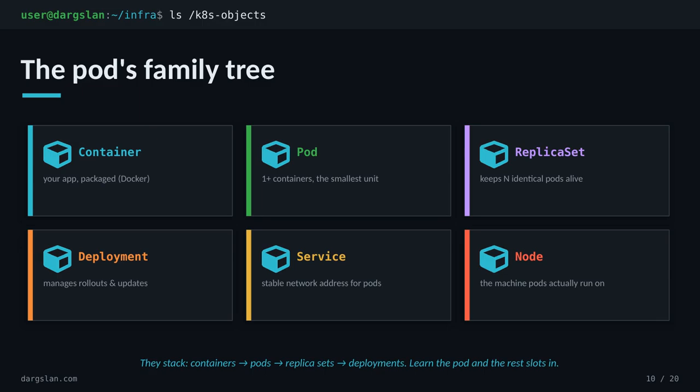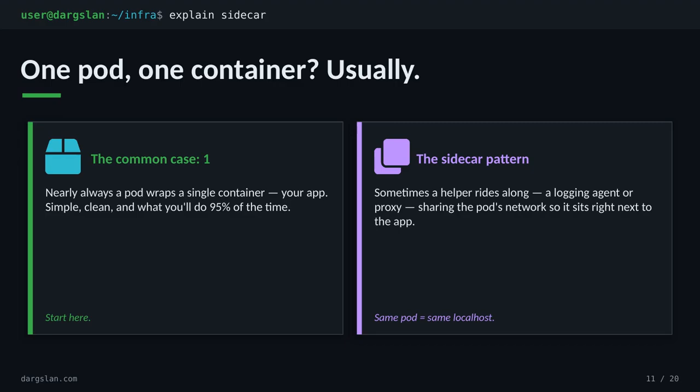And underneath it all, the node is the actual machine where these pods run. Learn the pod, and everything else just slots in around it. Now, I said a pod can hold one or more containers. So let's talk about that. Honestly, 95% of the time, it's just one. Your app wrapped in a pod, done.